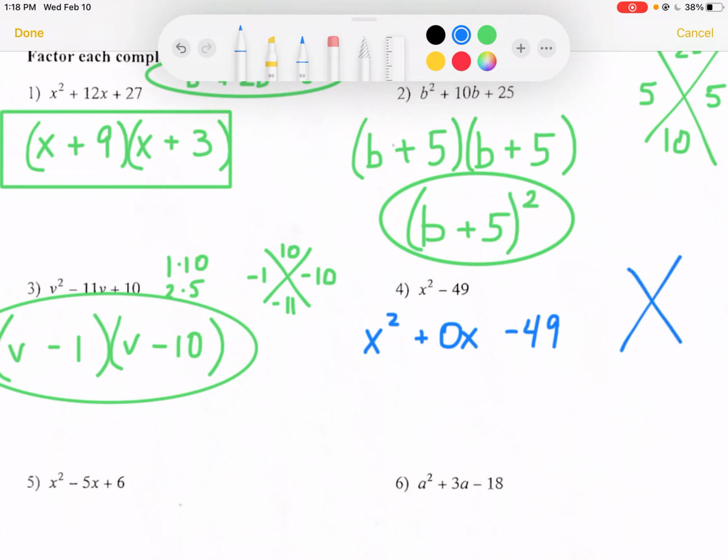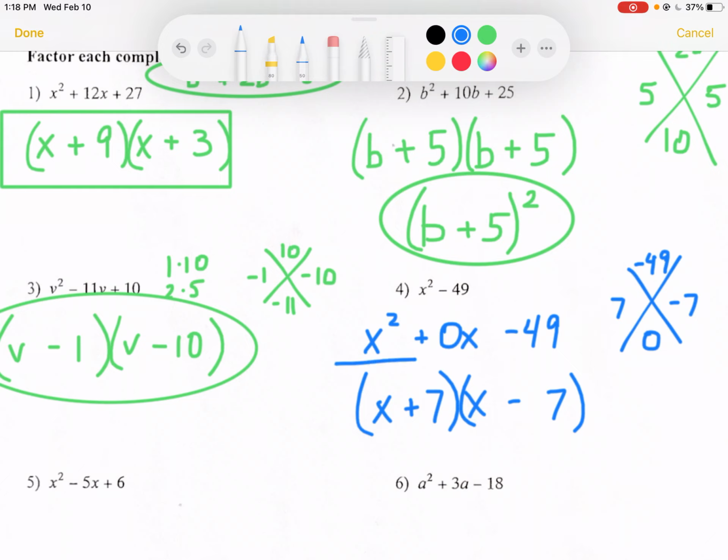Why is that middle term 0? Okay, so think about it in terms of the x. I need things that multiply to 49 that add or subtract to 0. Well, if it's going to add or subtract to 0, don't you have to have them be the same number? So like 7 and negative 7. 7 times negative 7 is negative 49, but 7 plus negative 7 is 0. So what you're going to end up with is x times x to get x squared, and 7 with negative 7, like that. That's where that middle term will drop out.